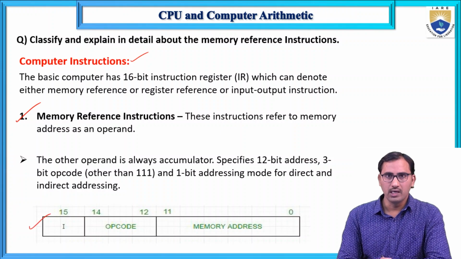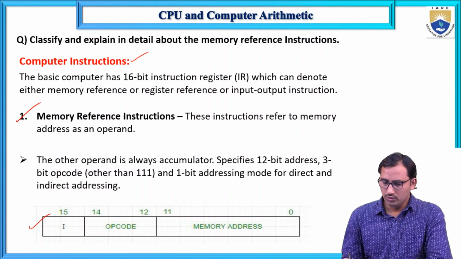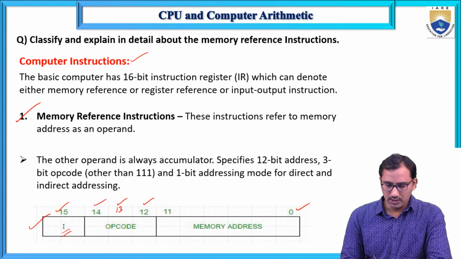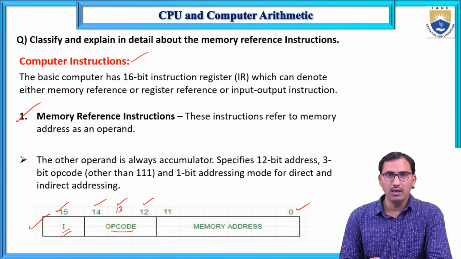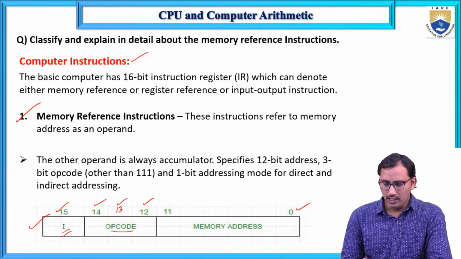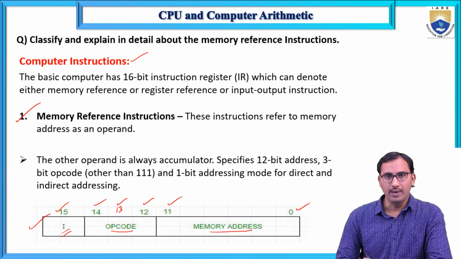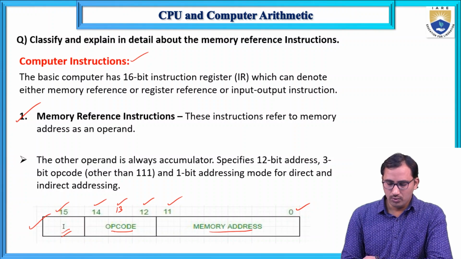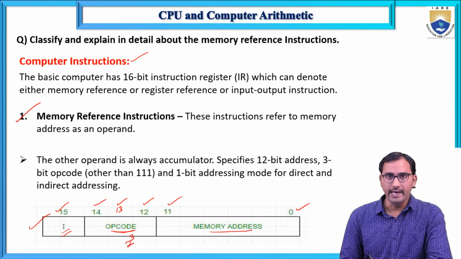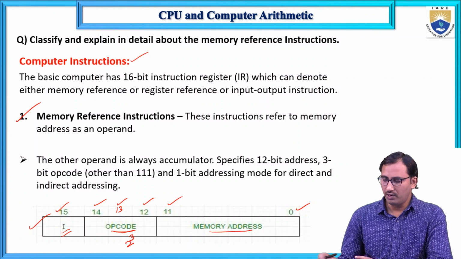This is the format of the instruction register. The size of the instruction register is 16 bits, numbered 0 to 15. The 15th bit represents I, and bits 12, 13, 14 represent the opcode. The opcode represents what type of operation has to be performed. And bits 0 to 11 represent the address of the operand. Using these 3 opcode bits, we can perform 2 power 3, that means 8 operations in total.